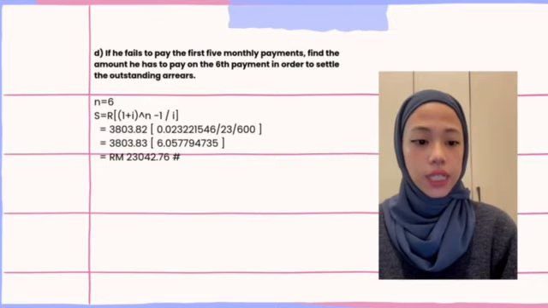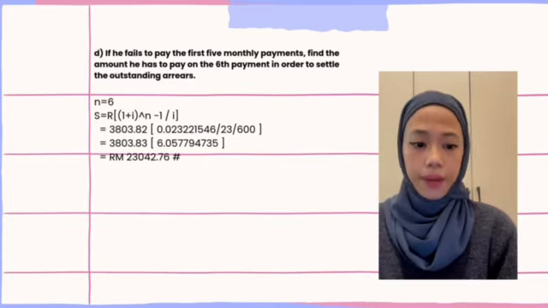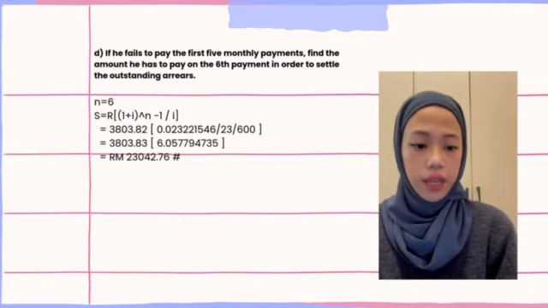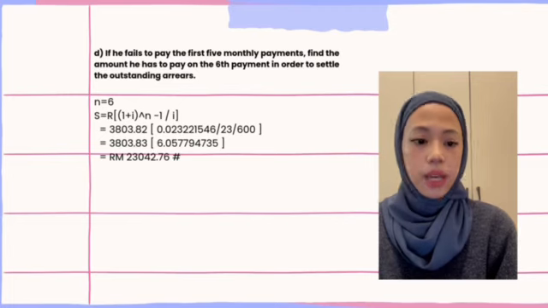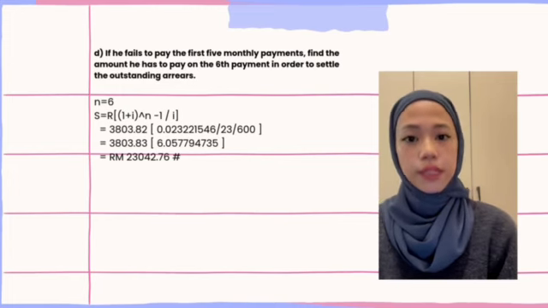This part asks us to calculate the arrears when 5 installments are missed. So I start by finding 1 plus the interest rate, then I raise it to the power of 6 because the arrears grow for 6 months. Next, I minus 1, divide by the interest rate, and I multiply by the installment amount. Then it gives 23,042 ringgit and 76 cents, which is the total arrears he must pay on the 6th payment.